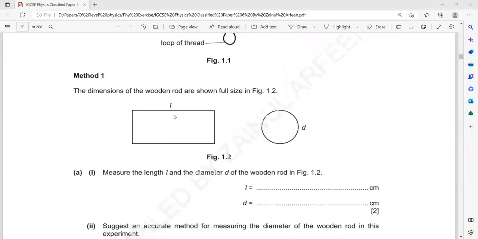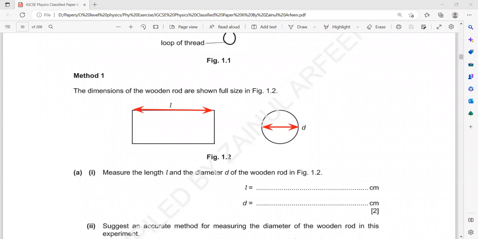Measure the length L and the diameter. So using your scale ruler, you will measure this length L. What is the value for length L? And measure the diameter. 3.7. 3.7, and the diameter 1.6.